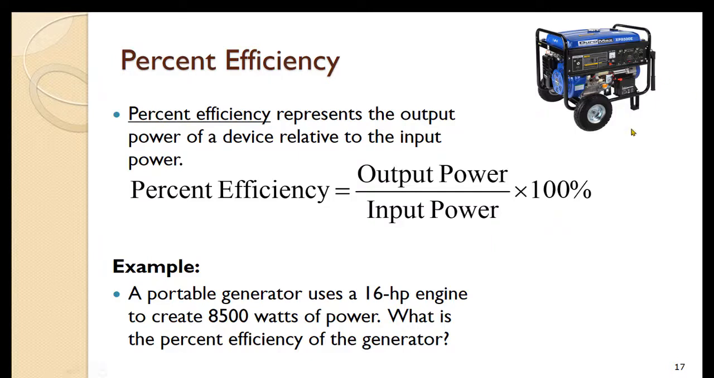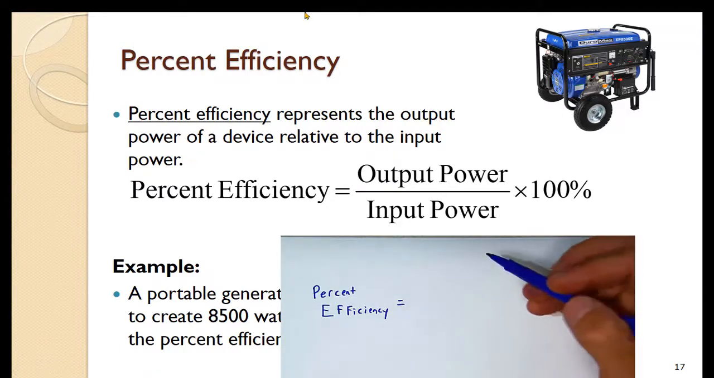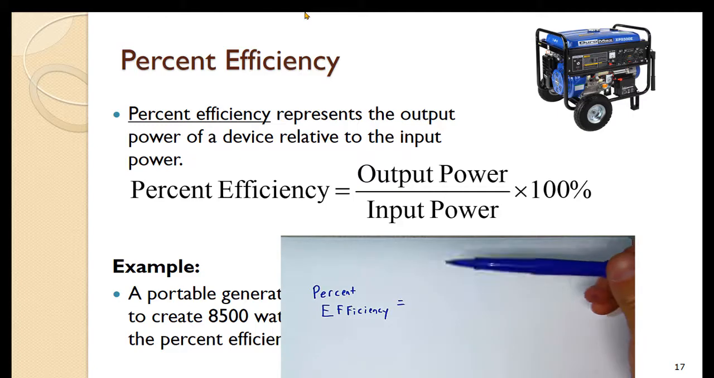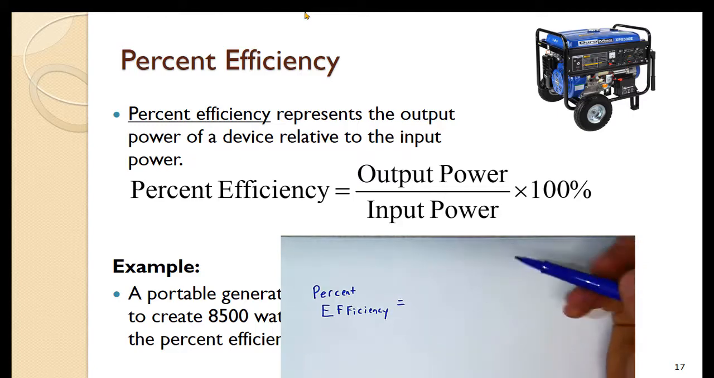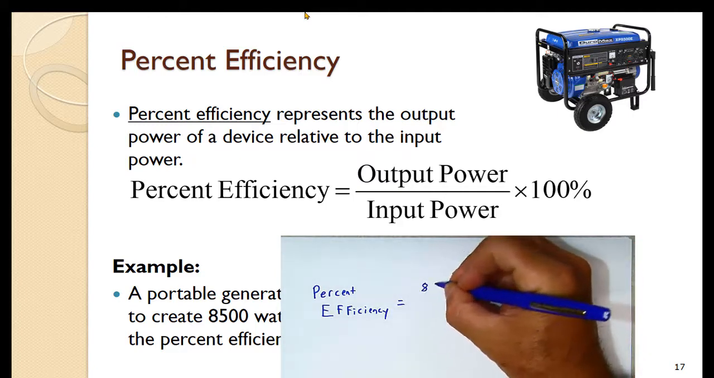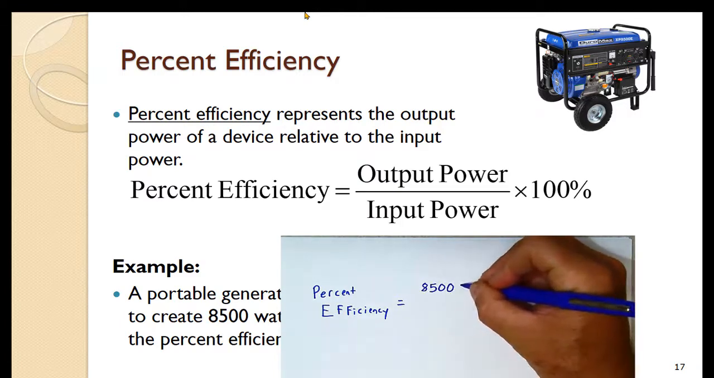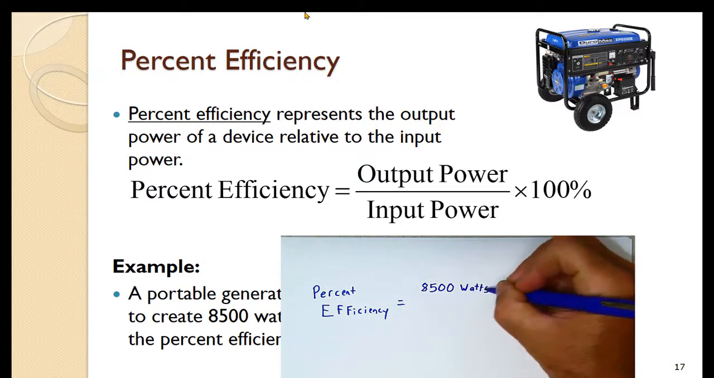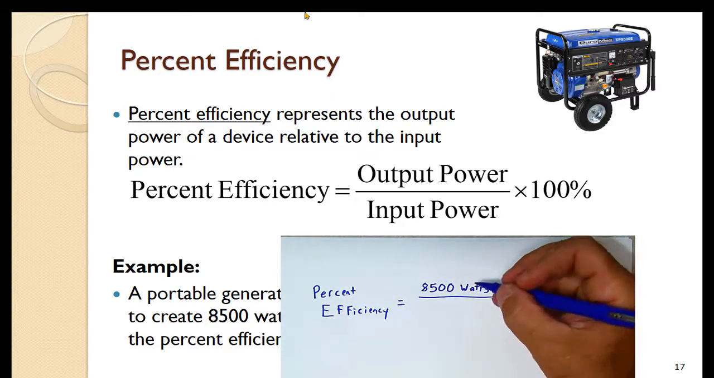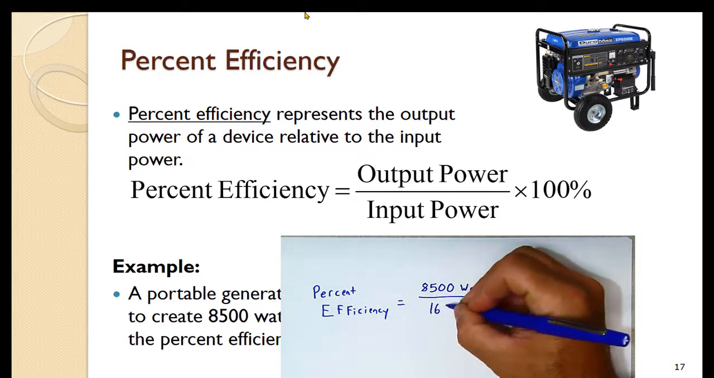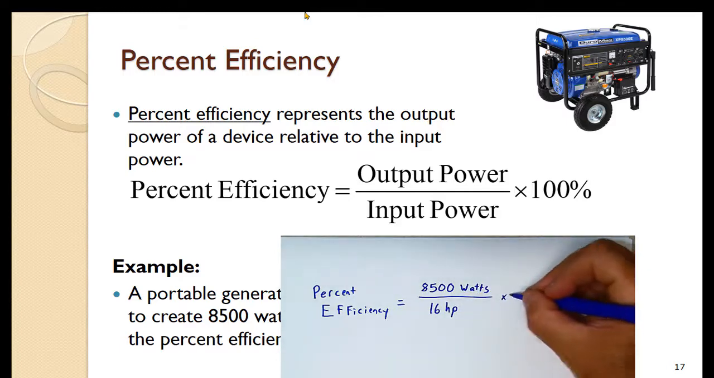So a good example, this is a portable generator. It's got a 16 horsepower engine, and it only creates 8,500 watts of power. And the question is, what is the percent efficiency of the generator? Well, our percent efficiency there is obviously output power over input power. The output is the electricity that we're getting out, so that's 8,500 watts. That's what we're getting out of this generator. But our input power, the generator is getting 16 horsepower of mechanical power being given to it. So that's our input power.